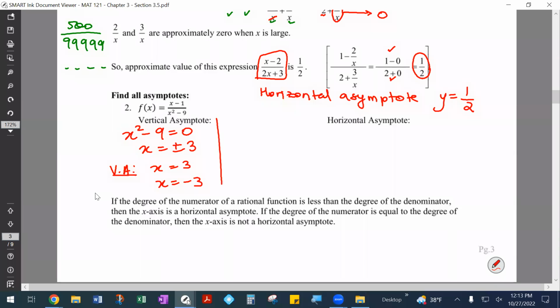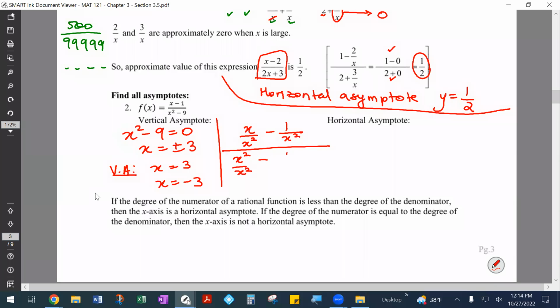Now for the horizontal. Remember, you are taking each expression and dividing it by the highest degree, or the highest power, of x. In this case, our highest power of x is x squared. So you're taking each term and dividing it by x squared. That's x divided by x squared minus 1 divided by x squared. This was just the numerator. Then on the denominator, x squared divided by x squared minus 9 divided by x squared.